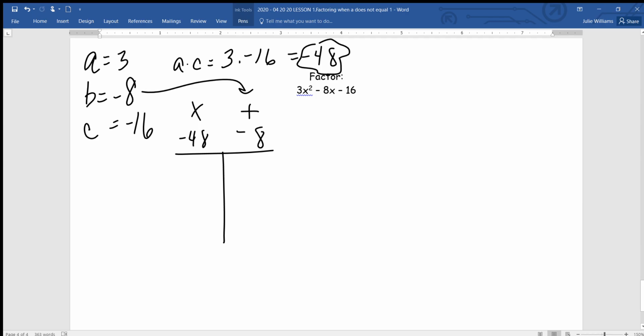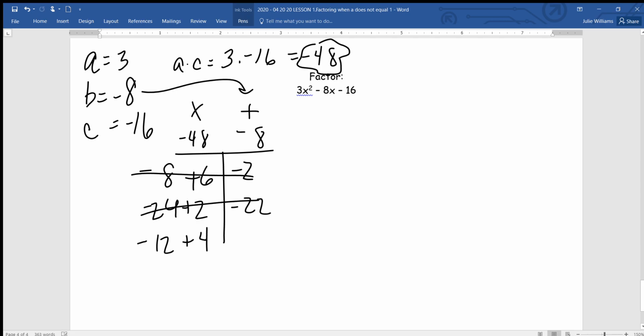Alrighty. So 8, negative 6, or even if it was like this, it'd be negative 2. Let's see. Negative 24, positive 2. Nope, nope, nope. Negative 12, positive 4. That's it. Ding, ding, ding, ding. So I'm going to use these two.